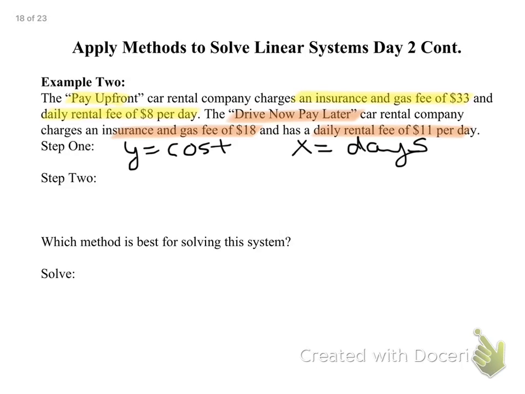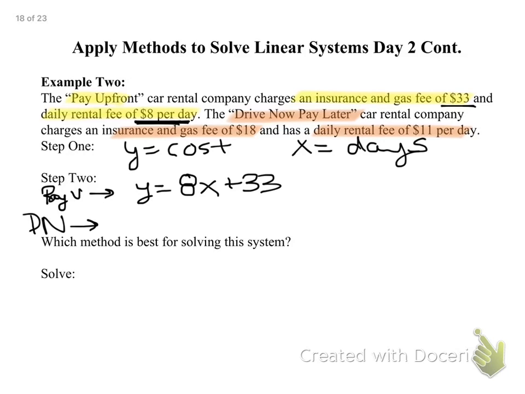With step 2, we need to create these two different equations. I've got Pay Up Front. We know it's going to cost us some amount of money depending on how many days we have it. That's our per day, what's going to be paired up with our x. So I've got 8x, and then we know it has a one-time fee of $33, so plus 33. Okay, there's our first one. For Drive Now, we have a daily rental fee of $11 per day, so that's y equals 11x, and then it has that one-time fee of $18. Okay, there's our two equations.